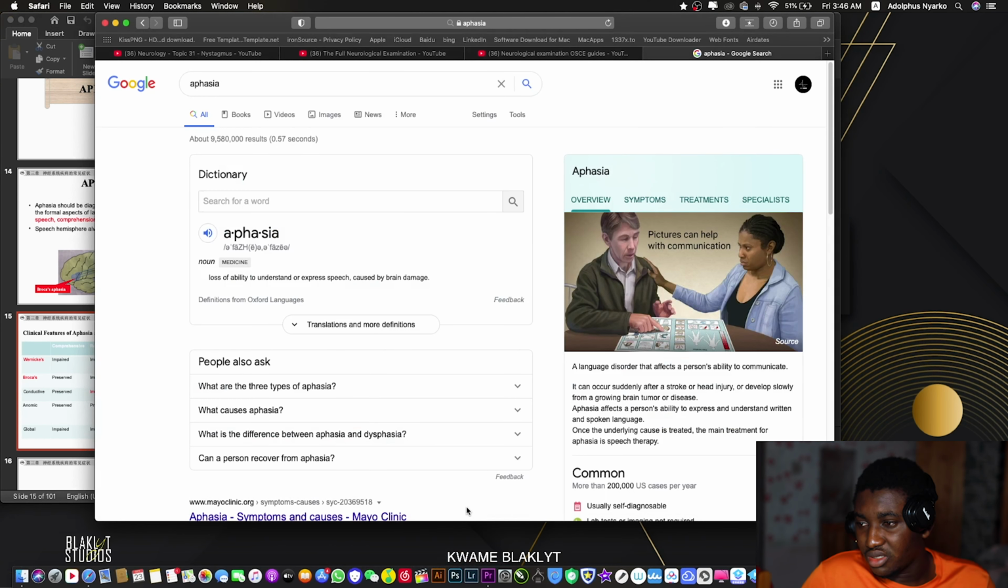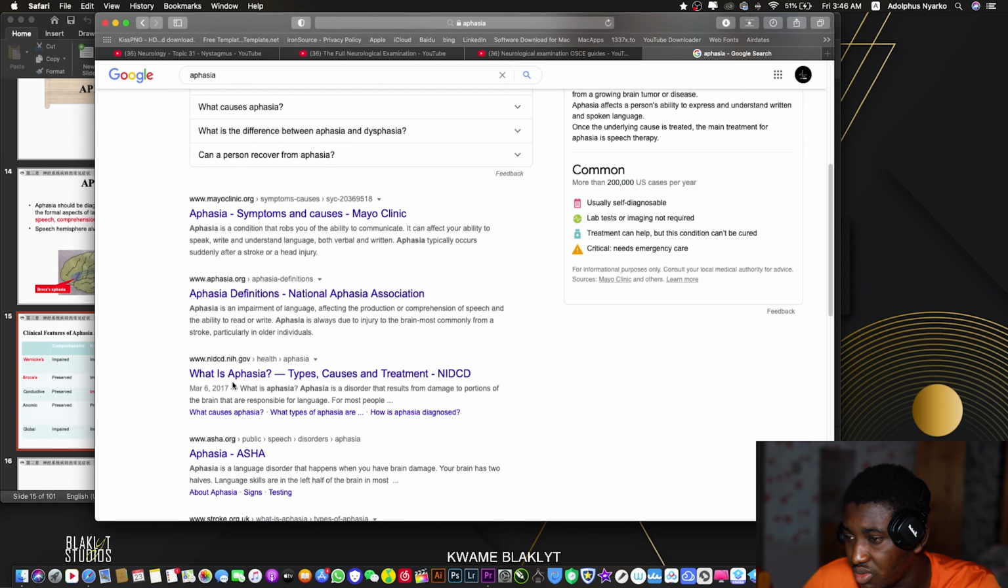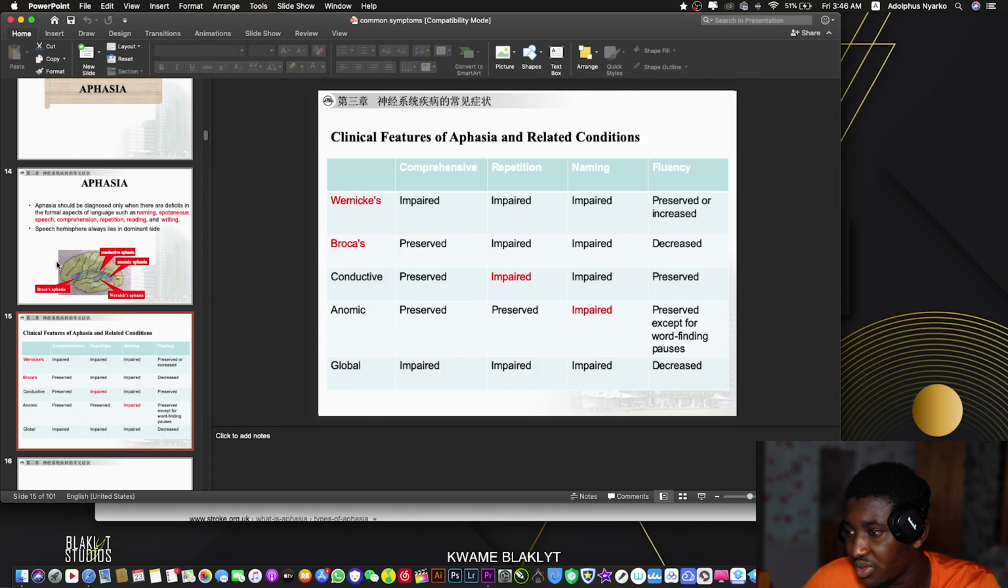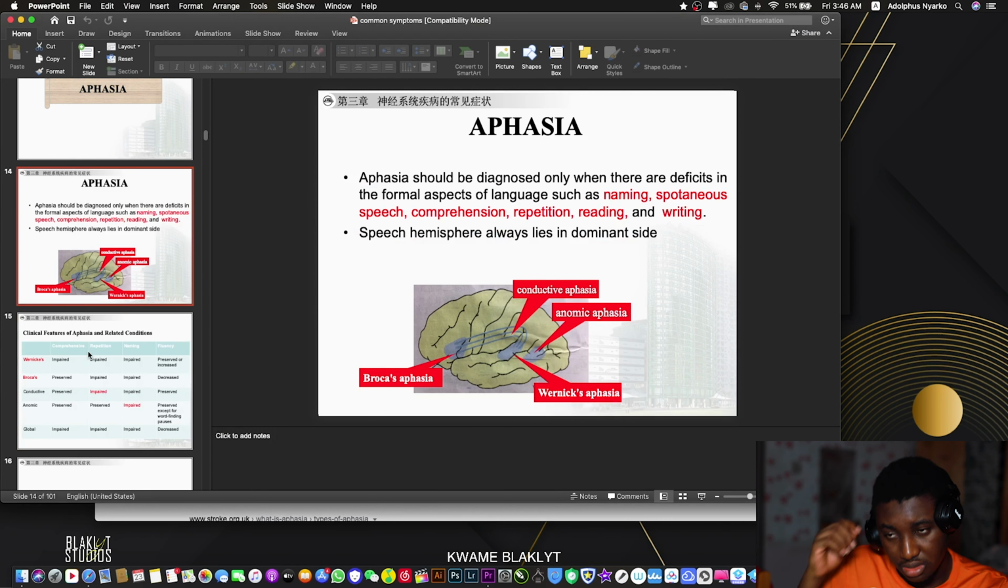So aphasia is the loss of ability to understand or express speech, right? So it's a disorder that results from damaged portions of the brain that are responsible for language. All right, so it's about language.